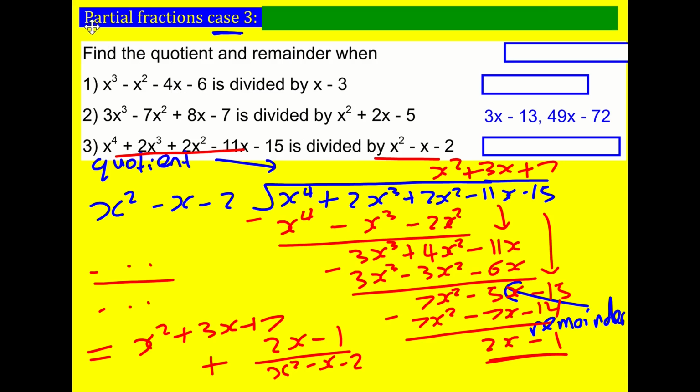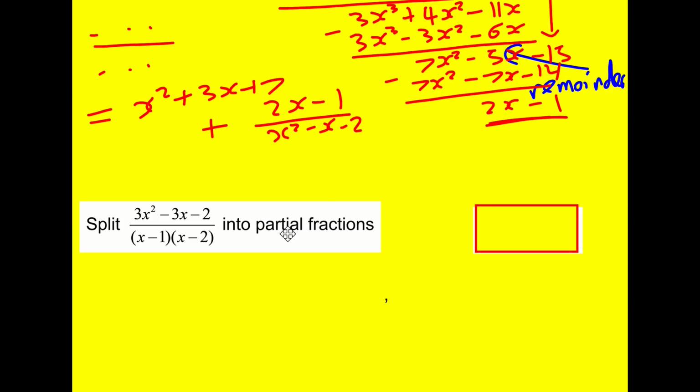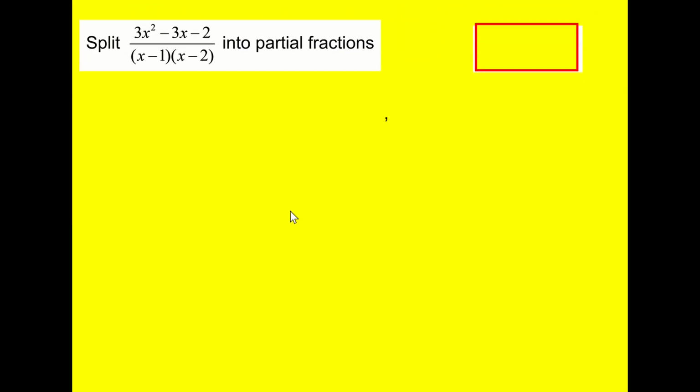Okay, onwards. So why have I called this partial fraction case 3? What has this got to do with it? Well, we'll find out in a second. Okay, question. Split this thing here on the left into partial fractions. How would we do it? Well, previously, I taught you that this kind of thing, to write it as equivalent to a over x minus 1 plus b over x minus 2, didn't I? I was like, yeah, this is what you should do.